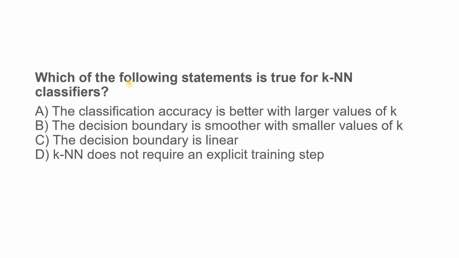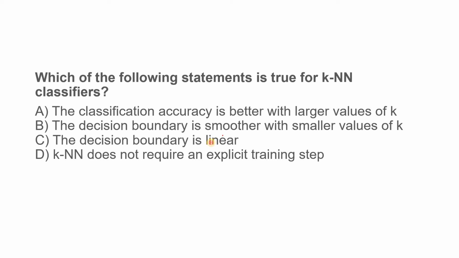So next question. Which of the following statements is true for the KNN classifier? Option A, the classification accuracy is better with a large value of k. Option B, the decision boundary is smoother with a smaller value of k. Option C, the decision boundary is linear. Option D, KNN does not require any explicit training step. Okay, so try to understand.